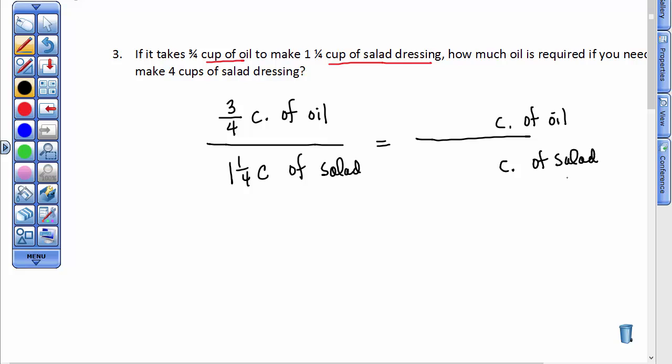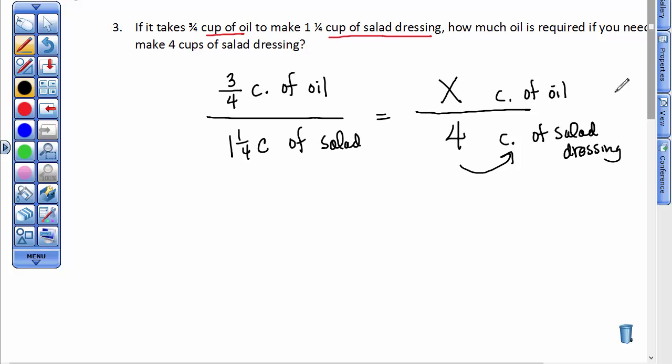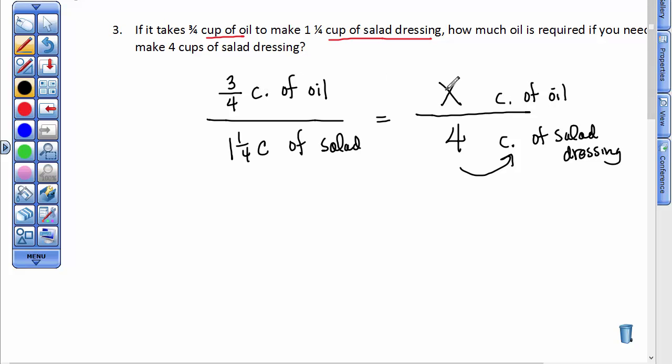That lets me know where X has to be, if it's in the numerator or the denominator. So it says how much oil is required. How many cups of oil X is required. If you need to make 4 cups of salad dressing, 4 goes with this cups of salad dressing. That's how I know X goes upstairs. Here I put cups of oil, so X has got to be upstairs for cups of oil.